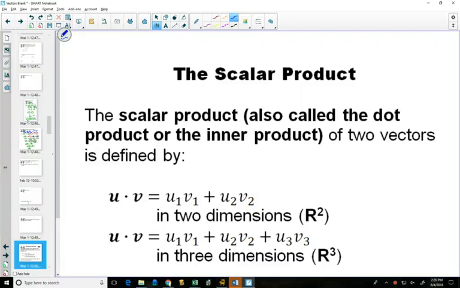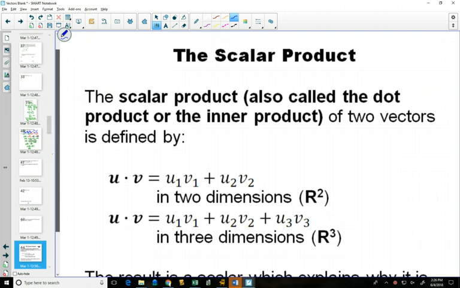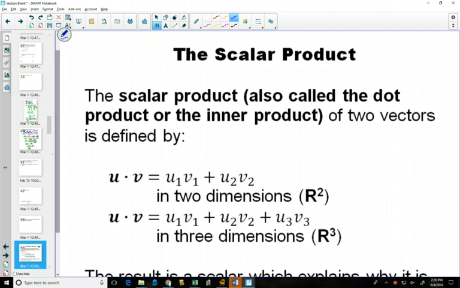The scalar product, or the dot product, or the inner product. I refer to it most often as the dot product. And here's the definition. The dot product is when you draw a dot between two vectors to show multiplication. And in vectors, you'll find out later when we do the cross product that the different multiplication sign between vectors means different things.